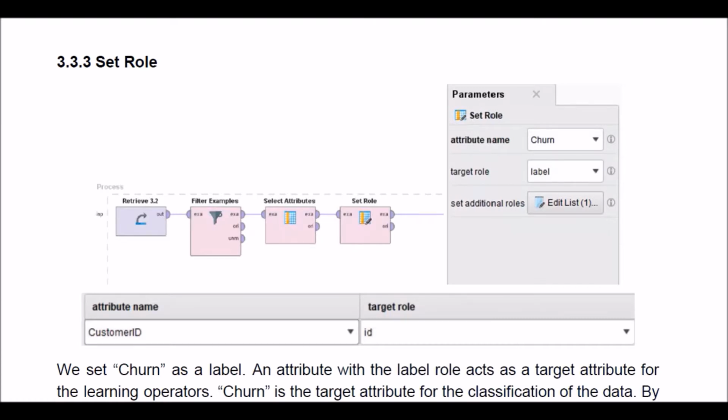Next, we set customer ID as an ID. By assigning customer ID the special role of ID, it will prevent the decision tree from taking this attribute into consideration when deciding if a customer churns or remains loyal. This is because customer ID does not determine whether a customer churns or remains loyal. However, we included it as an attribute because it is needed for the management to identify which customers are churning and why they are doing so.